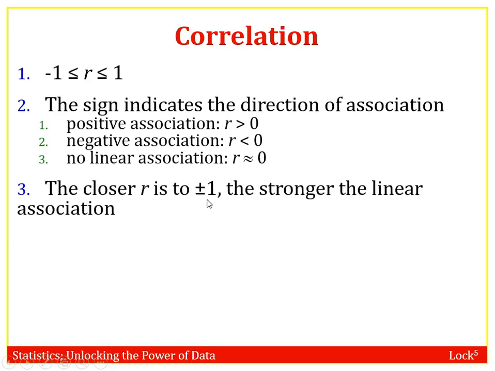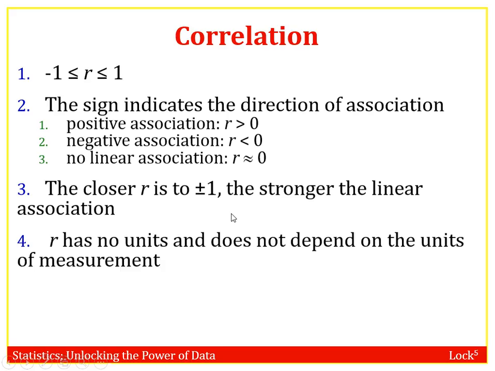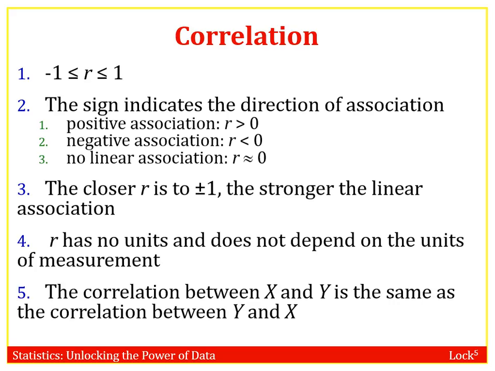The closer R is to 1 or -1, the stronger the linear relationship, and the points are closer to a line. R has no units and it's not dependent on the measurement or the units that you are measuring. Now, if you look at the correlation between X and Y, and then you switched X and Y around and plotted it, it would be the same correlation.